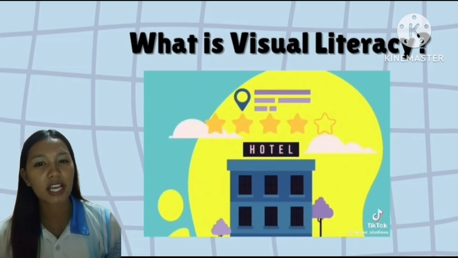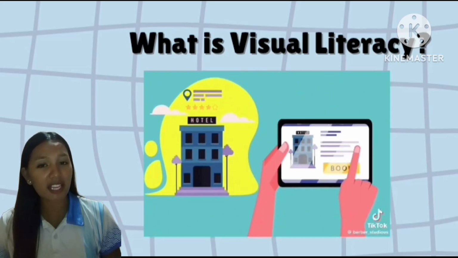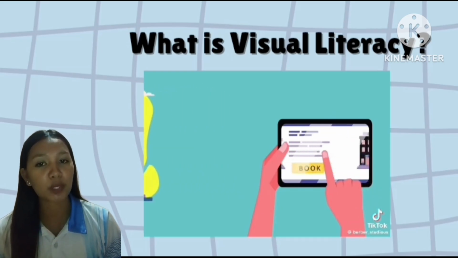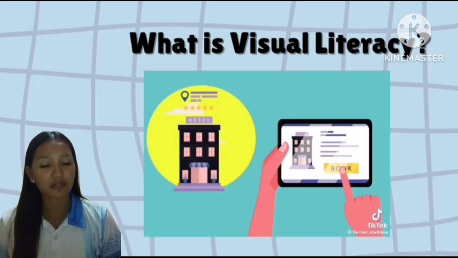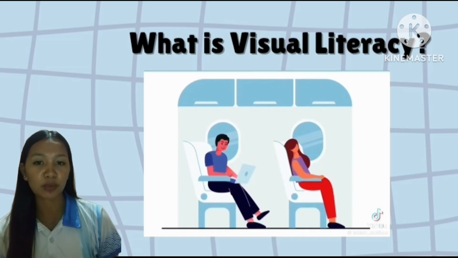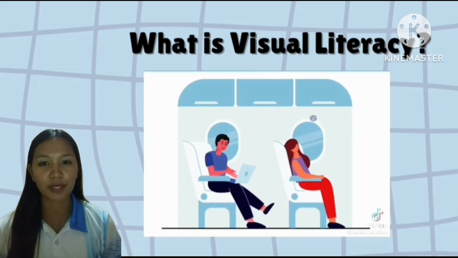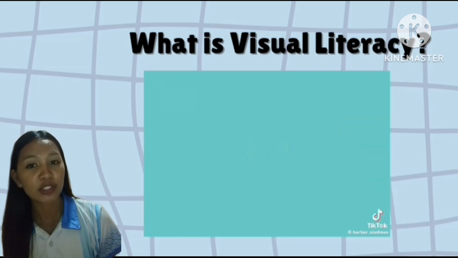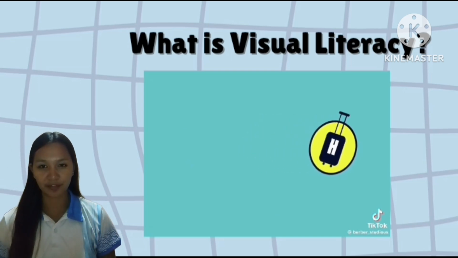It involves understanding how we see things, interpreting what we observe, and learning from visual materials. These skills go beyond simply looking at images. It also includes creating visuals to communicate ideas effectively.